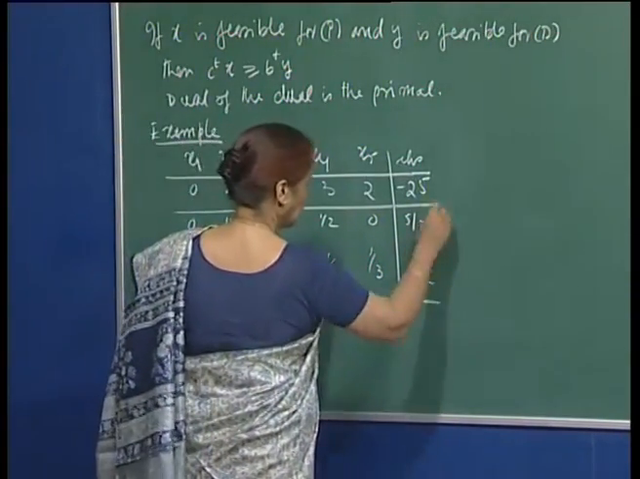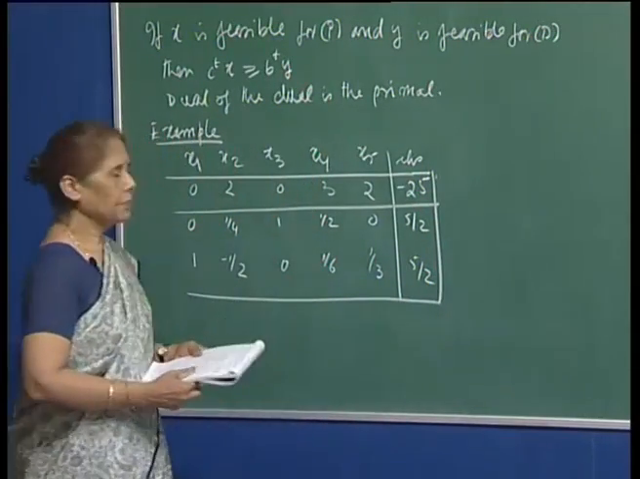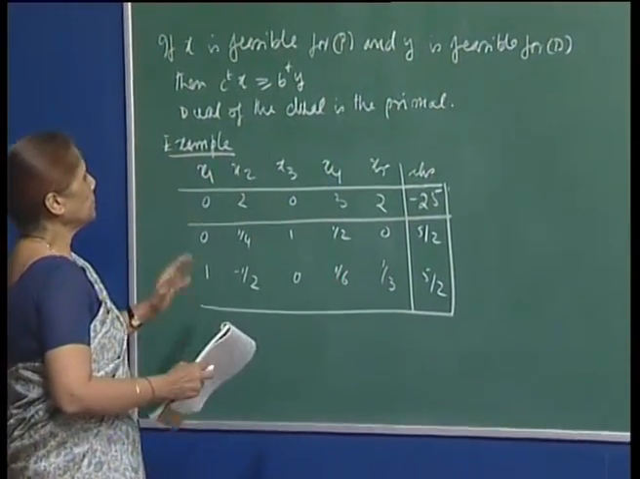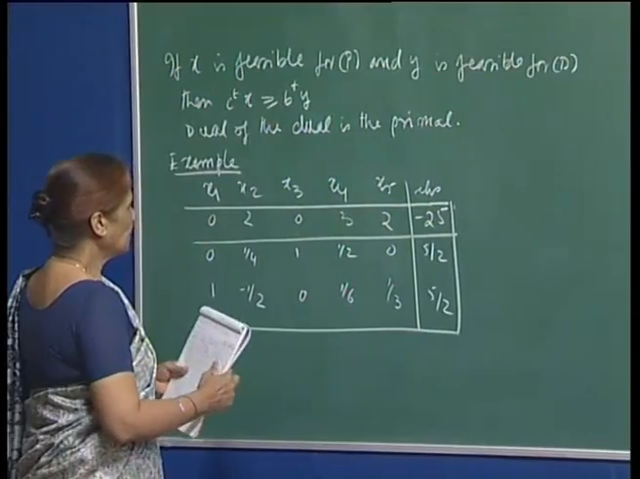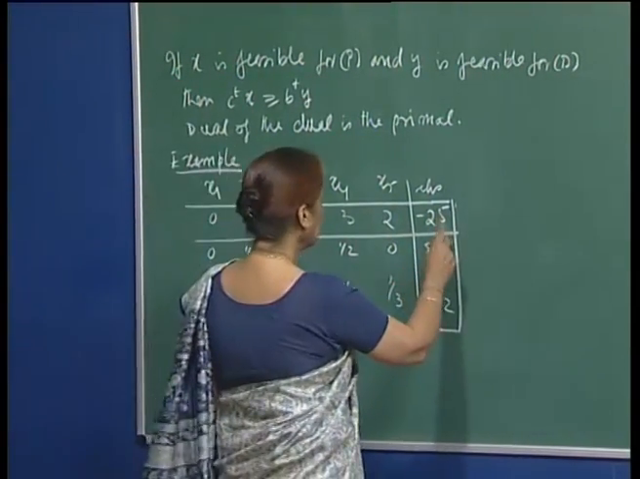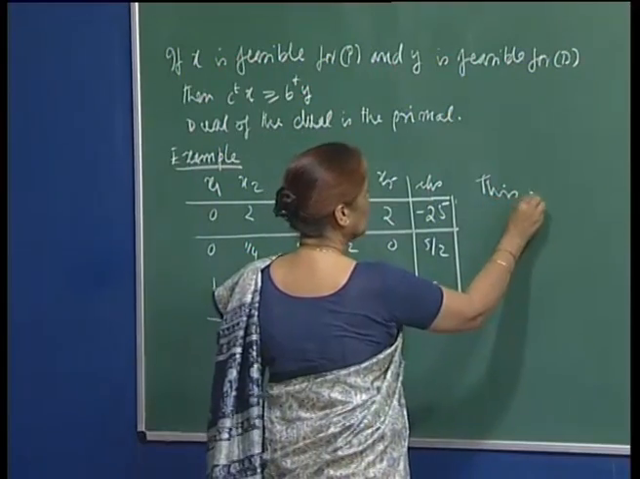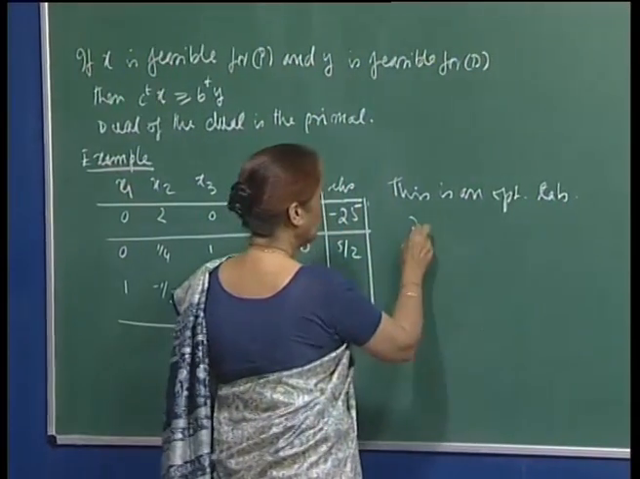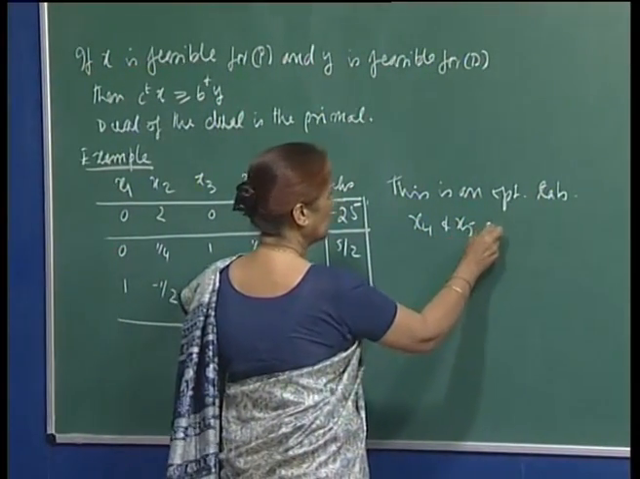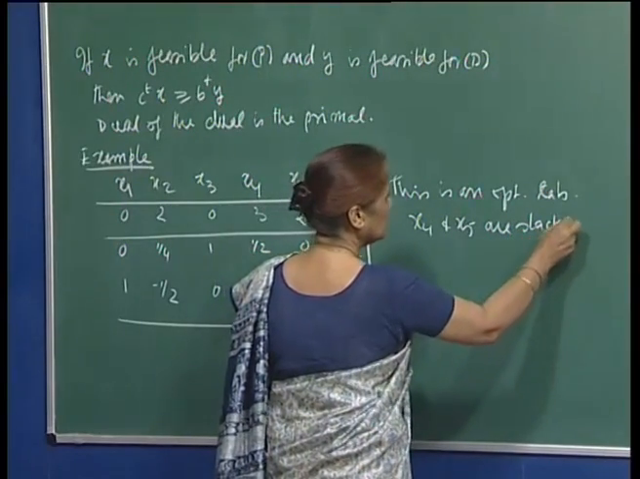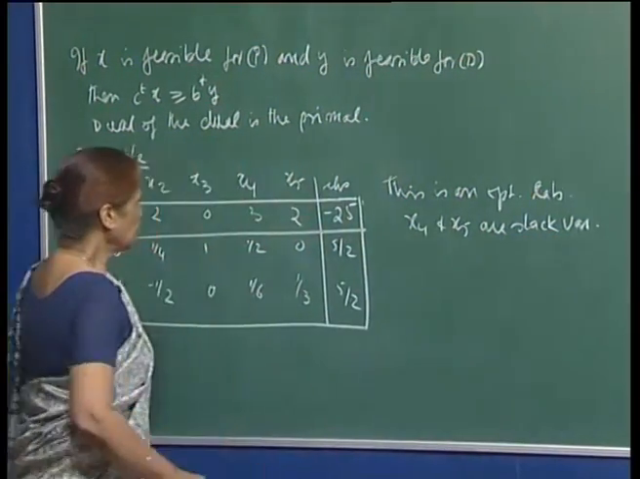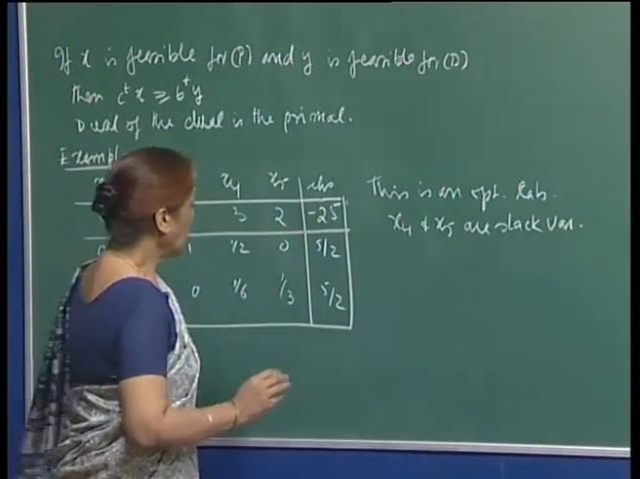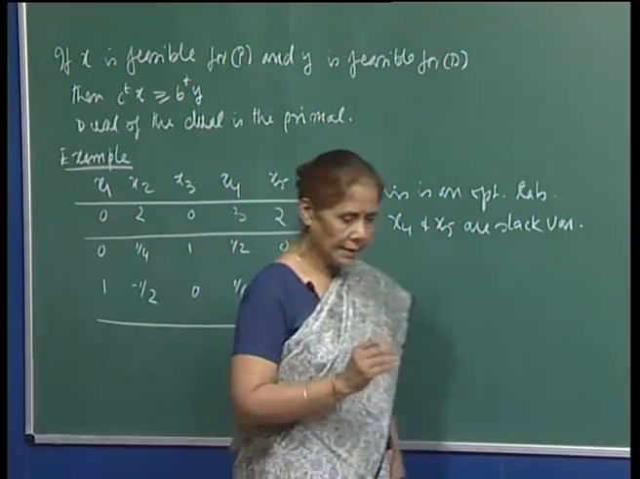Okay. And you are told that this represents an optimal tableau for a linear programming problem, and you have to infer a lot of things. So, immediately right now, what can we infer? You are told that this is an optimal tableau. Then also that x4 and x5 are slack variables. Once you know that x4 and x5 are slack variables, that means your constraints are less than or equal to kind.